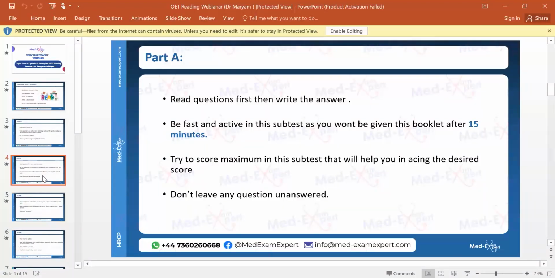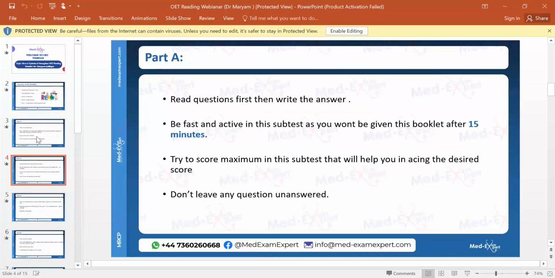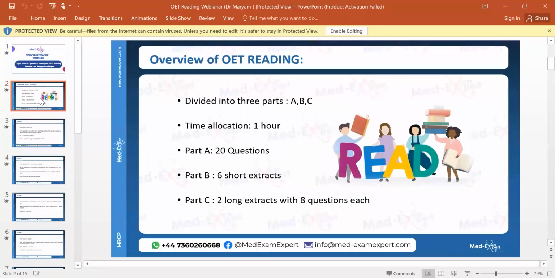I have told you, Sabha, please. You have gone forward, Sabha. Please go backward. Slide number 2. Yes, that's it. Thank you.